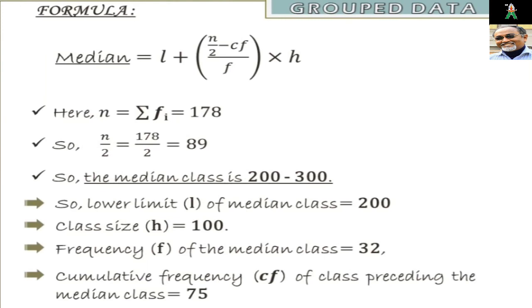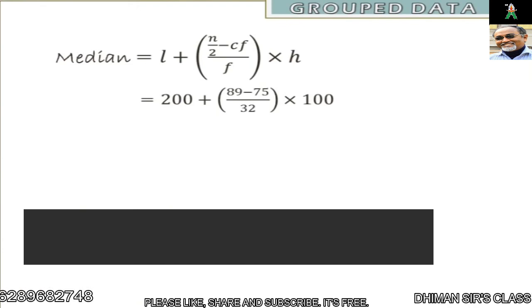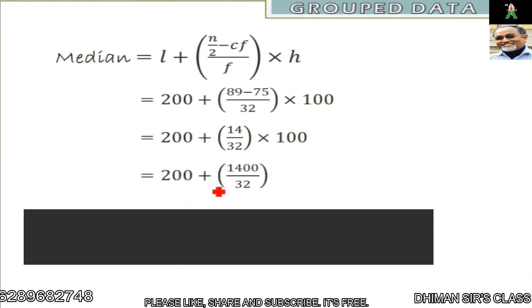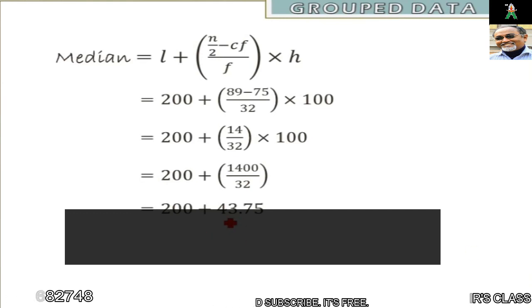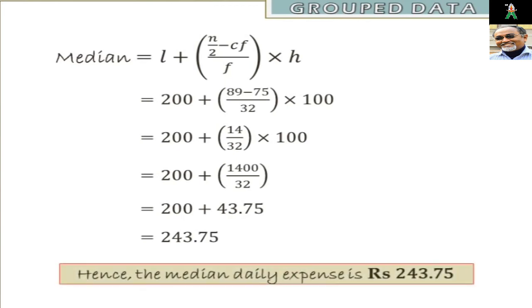We'll substitute all these values and we get 200 plus 89 minus 75 upon 32, multiplied by 100. Now 89 minus 75 gives us 14. So 200 plus 14 upon 32 multiplied by 100. We multiply 14 and 100 and we get 200 plus 1400 upon 32. The ratio 1400 upon 32 is 43.75, and adding it to 200 we get 243.75. Hence the median daily expense is rupees 243.75.